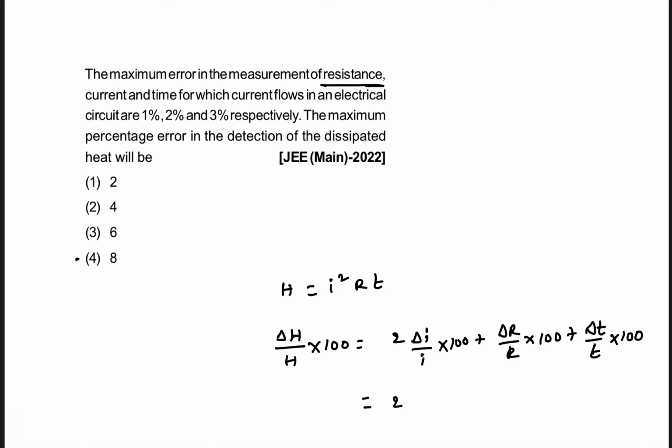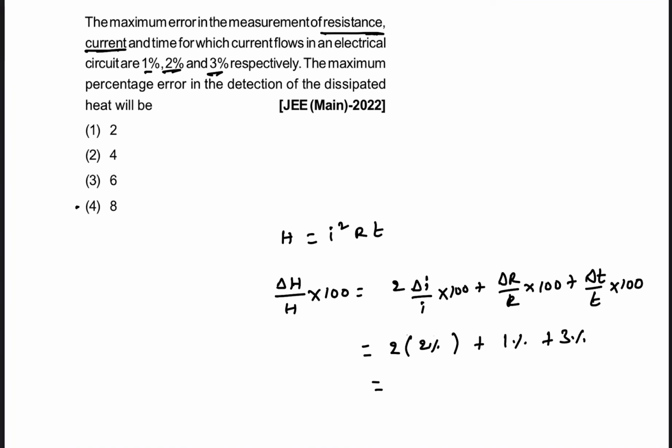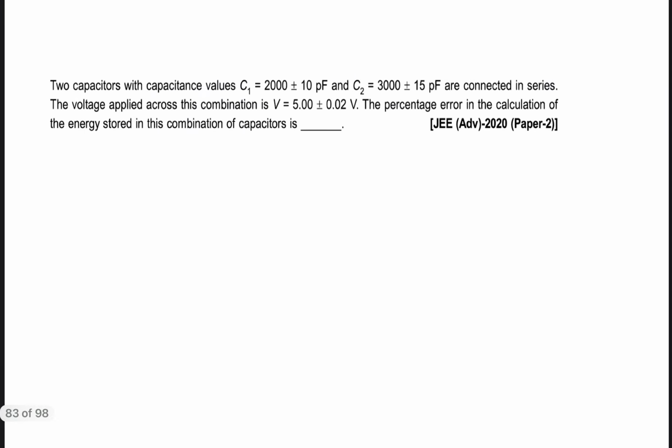All values are given, so you can get the answer. First, 2 into current is 2%, plus resistance is 1%, plus time is 3%. If you write this, 4 plus 1 plus 3, you will get 8%, the fourth option.